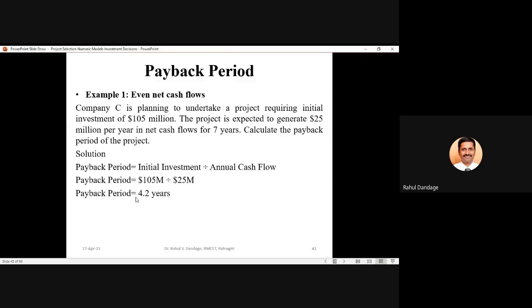Now, this 4.2 years is not 4 years and 2 months. It is 4.2 years. If we want to calculate in terms of months, then we multiply 4.2 by 12, which gives the number of months in which the investment will be recovered. So 4.2 doesn't indicate 4 years 2 months. It is 4.2 years.